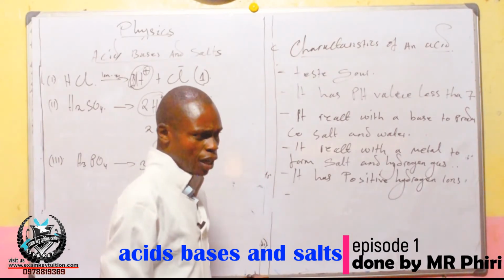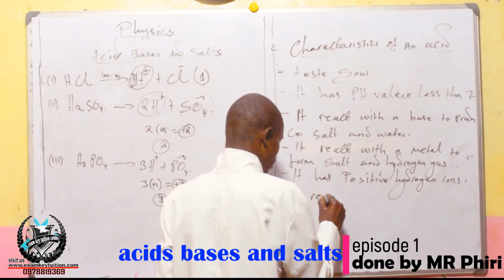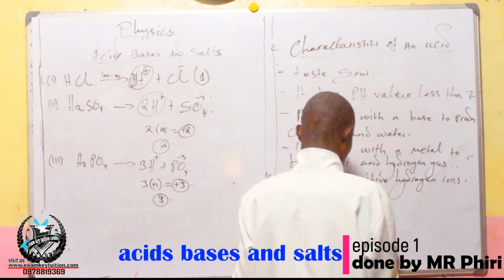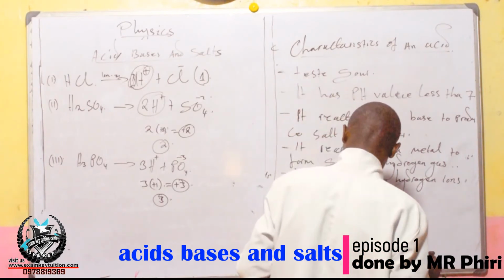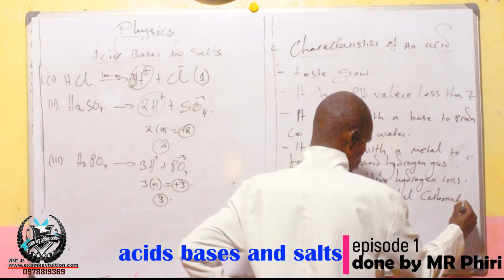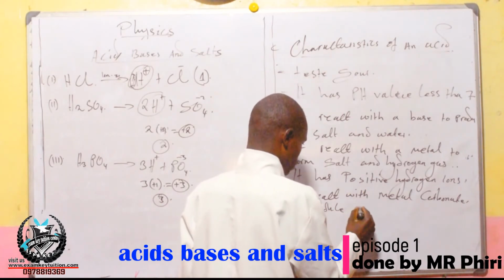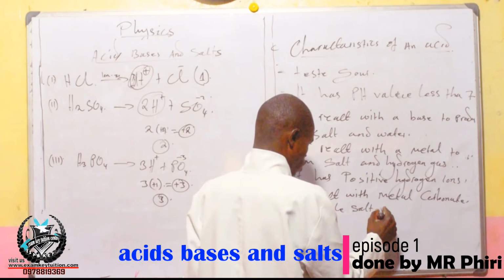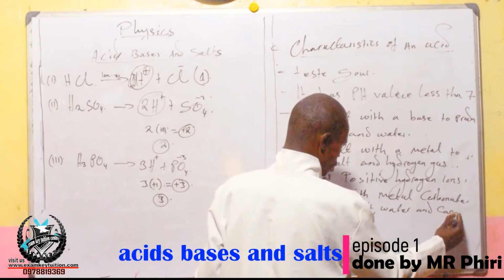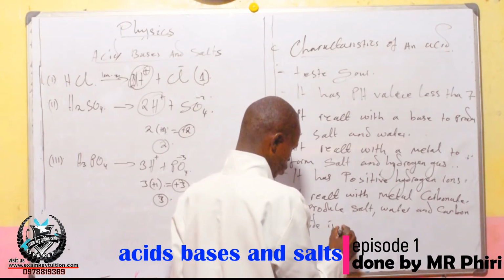Then apart from that, an acid can react with a metal carbonate to produce three things: salt, water, and carbon dioxide is also produced.